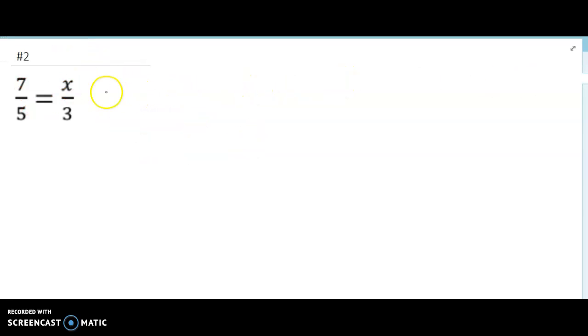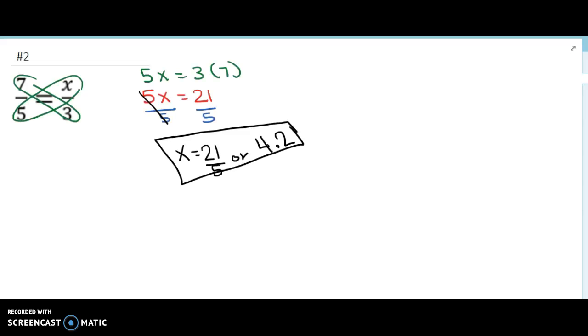All right, so I want you to do number 2 on your own. It's pretty much the exact same as number 1, and then we'll go over it. All right, so number 2, what you'll get is you multiply across, so 5x equals 3 times 7. 3 times 7 is 21. So you get 5x equals 21, divided by 5. Then you end up with x equals 21 over 5, which I'm more than fine with. Or if you put that into your calculator, you would get 4.2. Either one of those is fine.